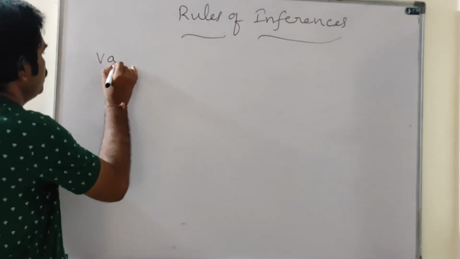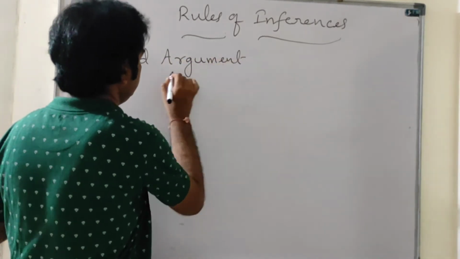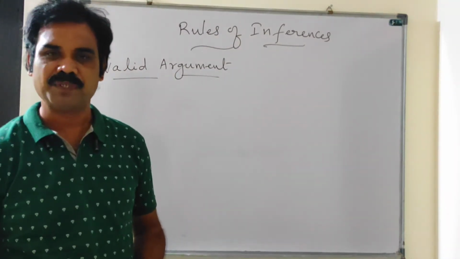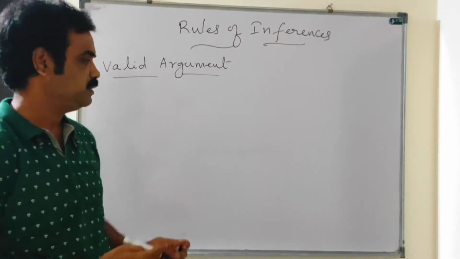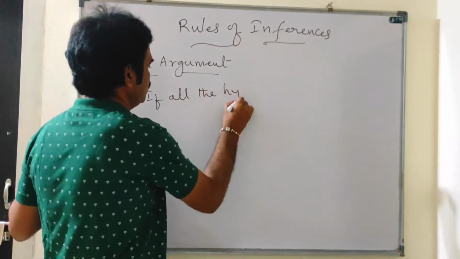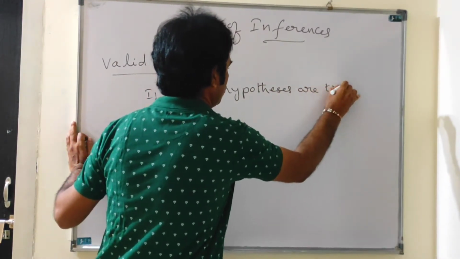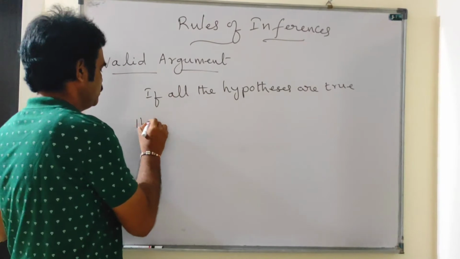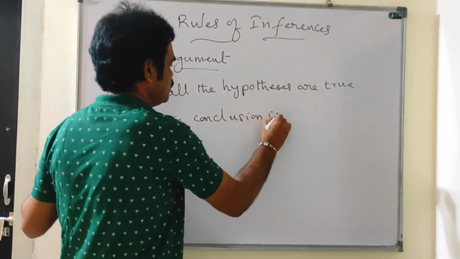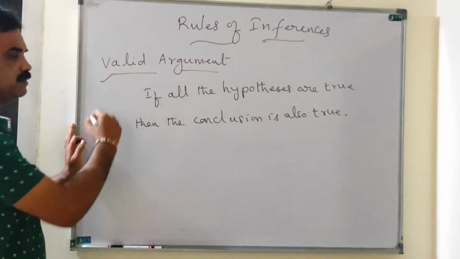See the definition: valid argument. An argument is said to be valid if, when all the hypotheses or premises are true, then the conclusion is also true. Then the argument is said to be a valid argument.